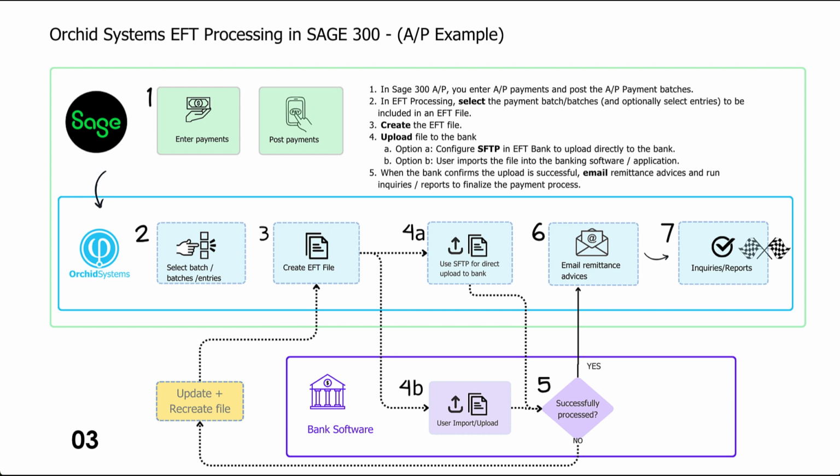If the bank does not support SFTP, once the file has been created, you would upload it to the bank and follow the same process of emailing the remittance advices after the fact. If the bank reports errors in the file, you are able to update the bank details for the vendors, customers, or your own bank details that were incorrect, and then recreate the file.